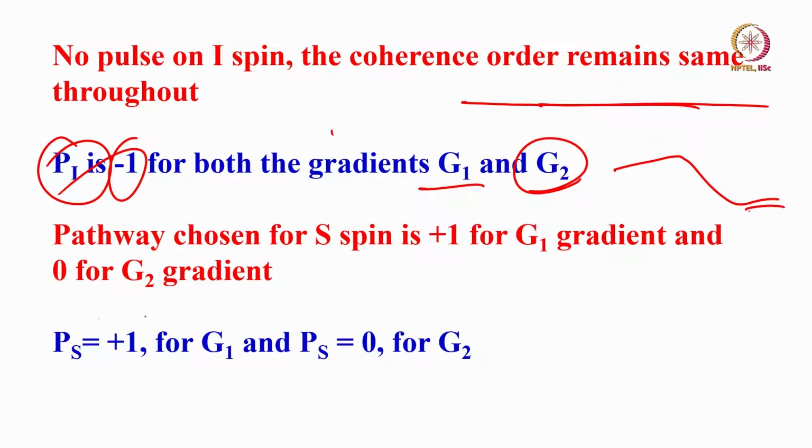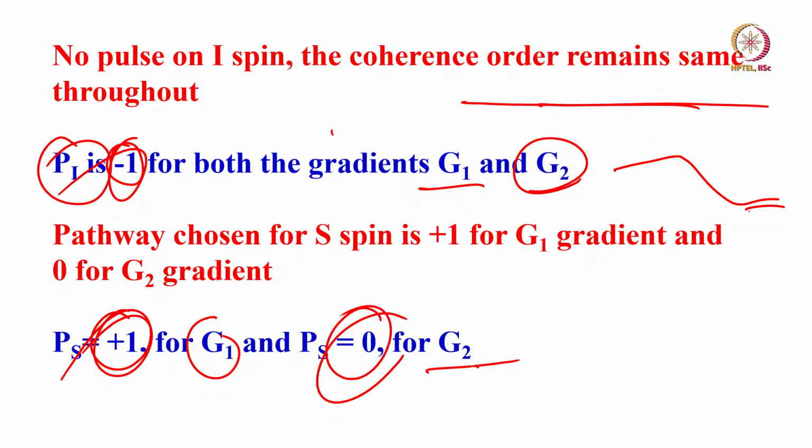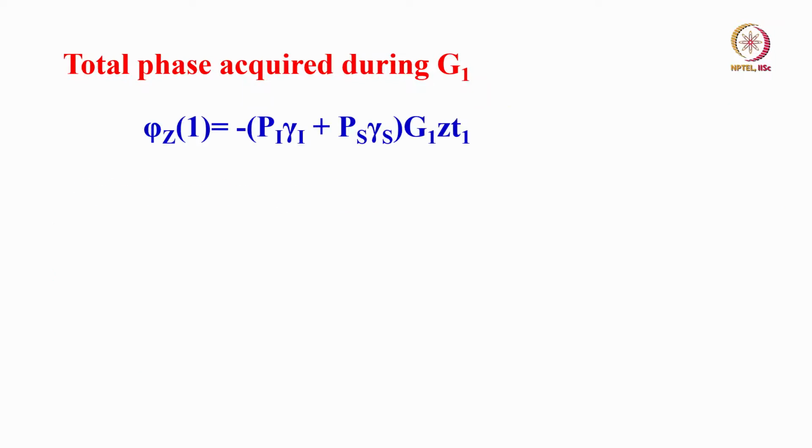So for pS, for G1, this pS is +1 and it is 0 for G2, because during G1 the coherence order was +1, and then during G2 the coherence order was 0. So remember, the coherence order was -1 for I all through, both during G1 and G2, whereas for S spin the coherence order is +1 during the gradient G1 and it is 0 for the gradient G2. With this, now calculate the total phase acquired.